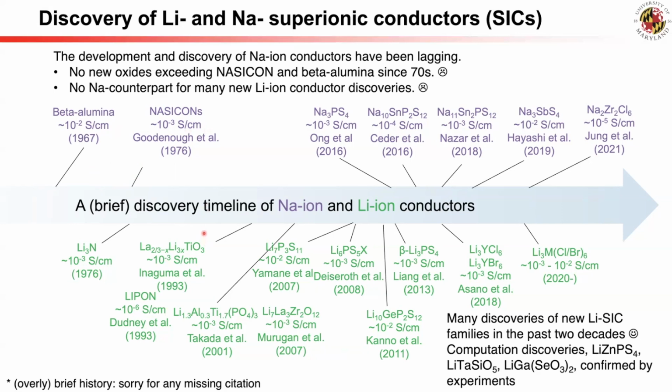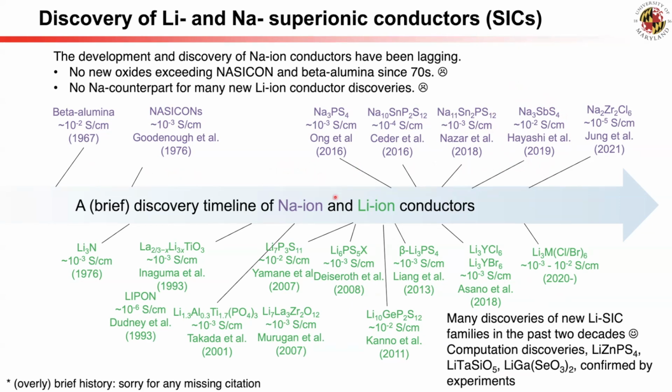But since the 90s, you see a lot of discovery of lithium-ion conductors, including garnet, argyrodite, thiophosphate, and LGPS, all exhibiting much higher lithium-ion conductivity. And more recently, the discovery of halide-based lithium conductors, which also show high ionic conductivity and many other great attributes. On the other hand, the development of sodium conductors has been greatly lacking.